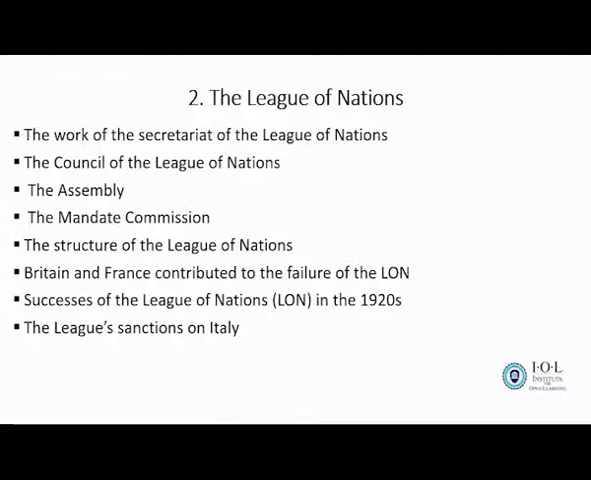First of all, let's answer the question that I asked: why did the League of Nations fail to stop countries from fighting? One of the important reasons was that the strongest powers, the superpowers, were not part of the League of Nations.